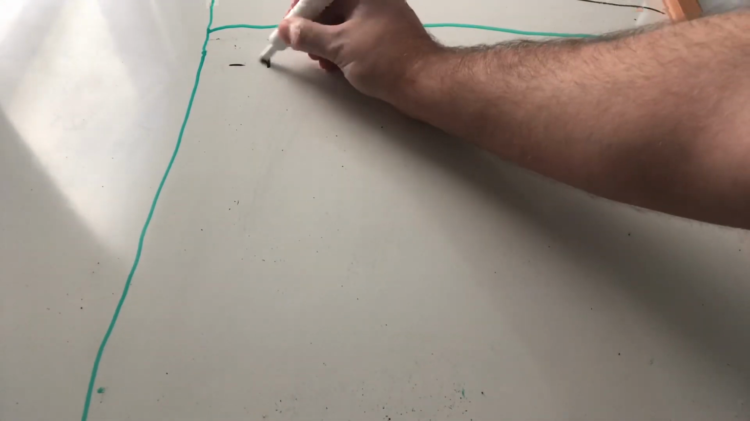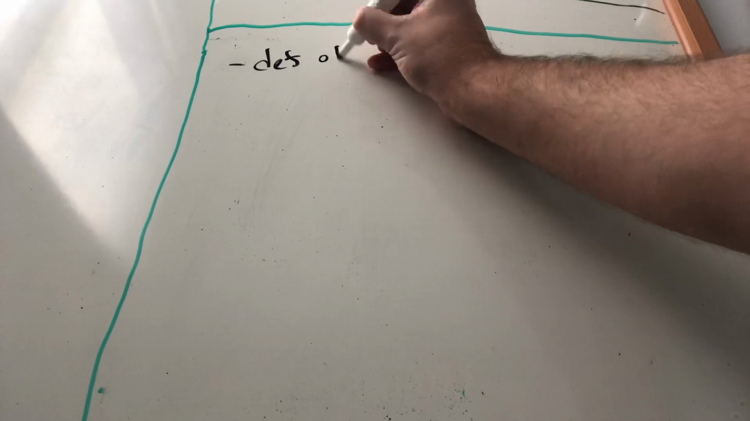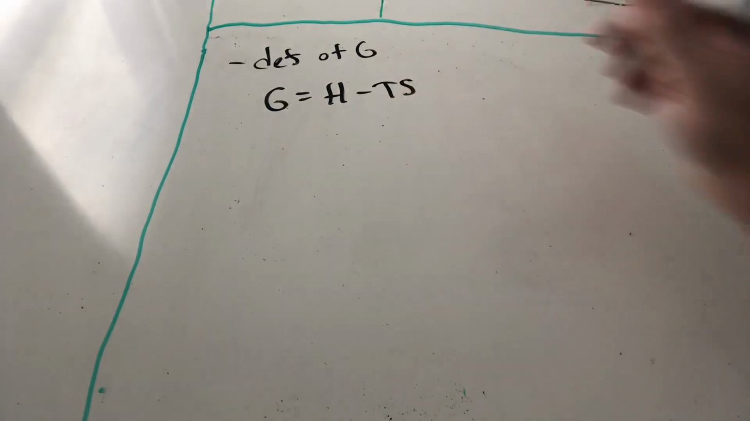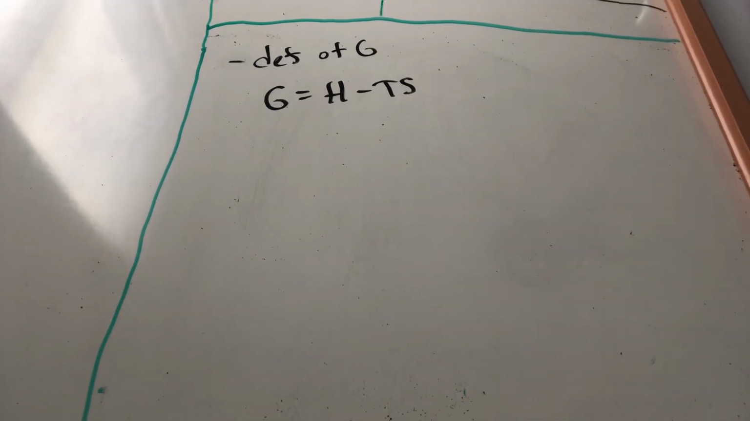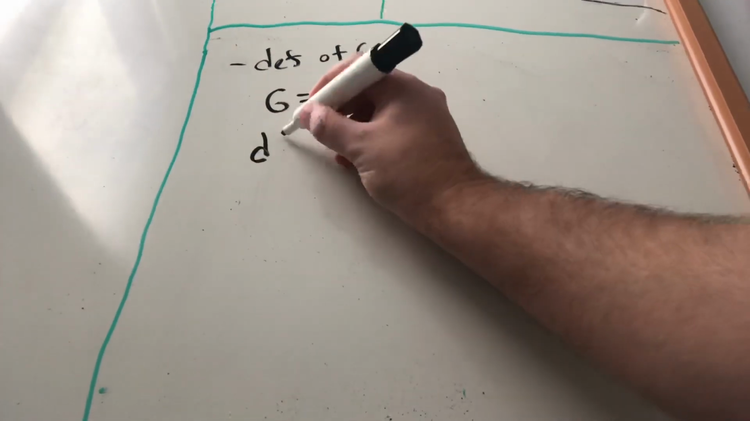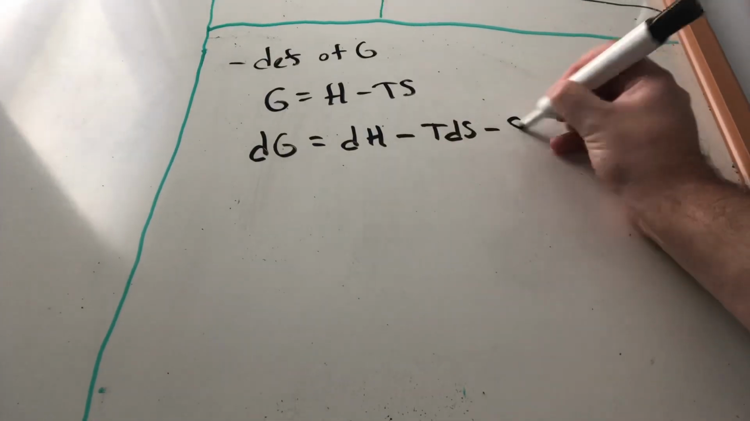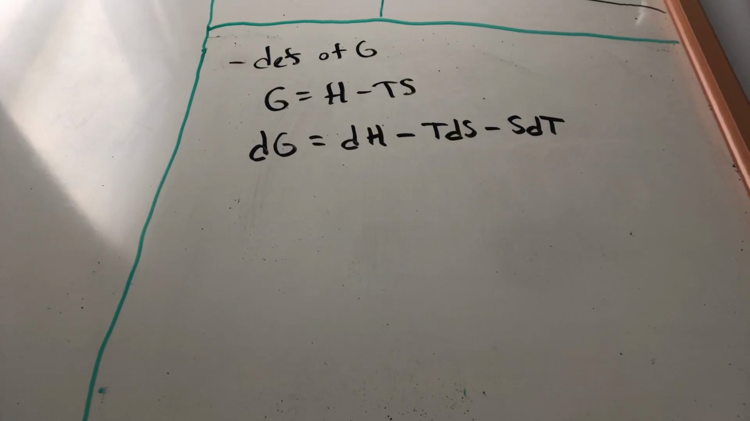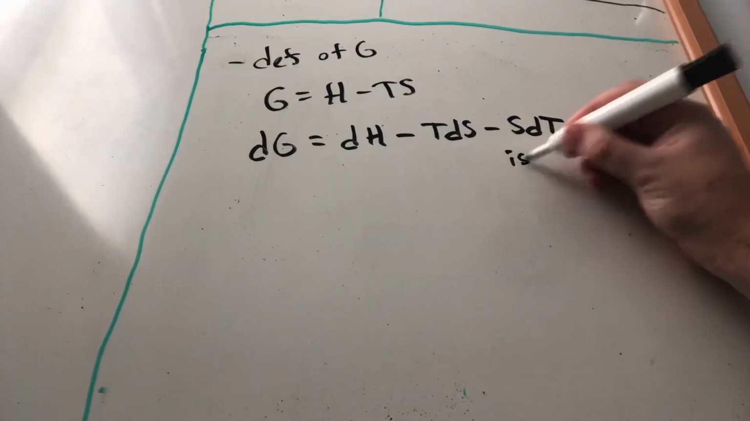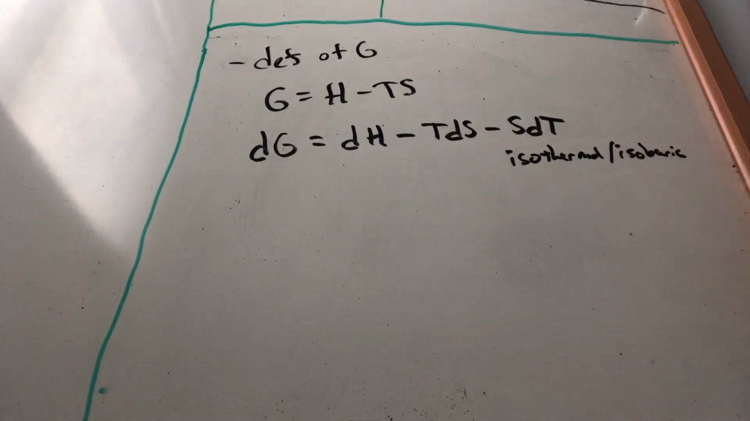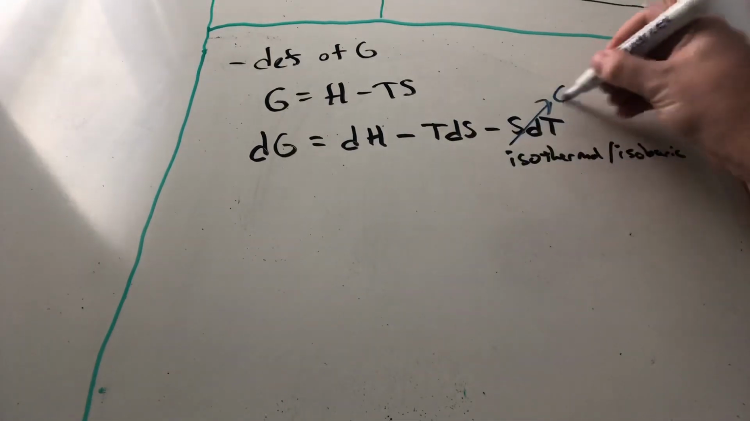All right. So our definition of G looks like this. G is equal to H minus TS. You'll find that on your thermodynamic handout. If we now apply a change to both sides, we're going to get dG is dH minus TdS minus S dT. Okay. Now let's apply some keywords. We're going to do isothermal and isobaric, and those are simultaneous keywords. We know that for an isothermal process, our dT goes to 0.